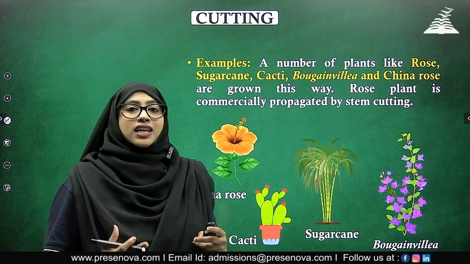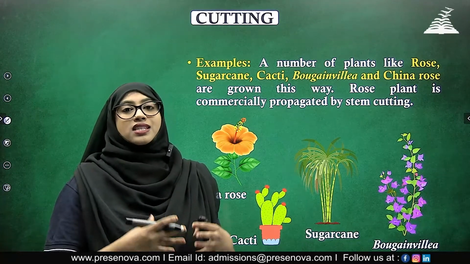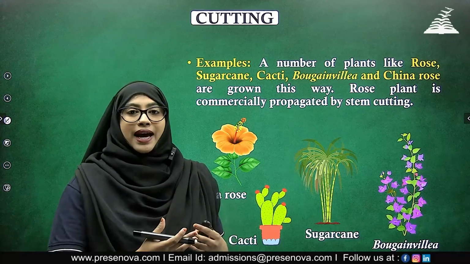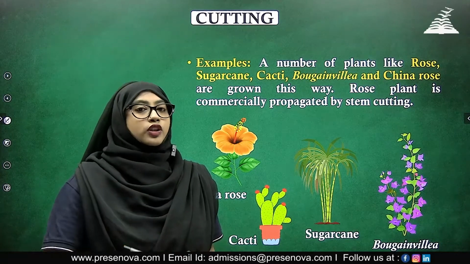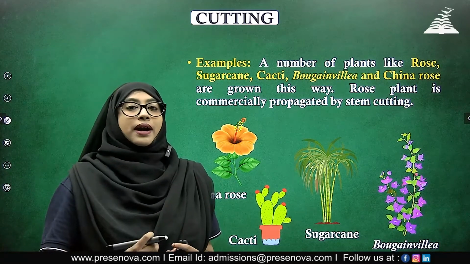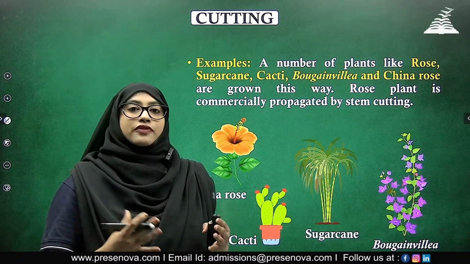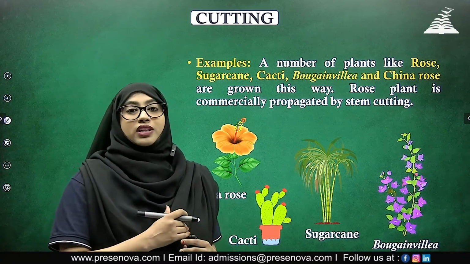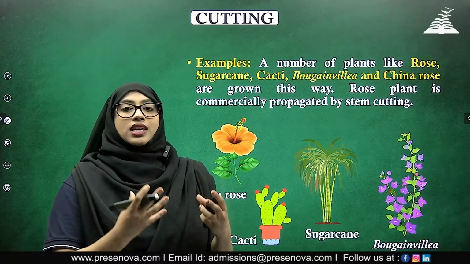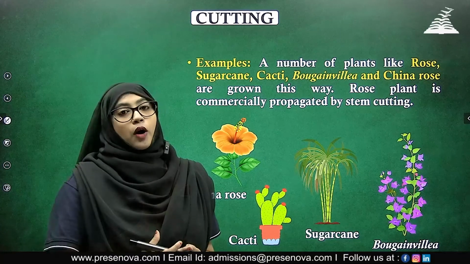Usually we have all seen nurseries and people who are selling plants, they sell these stems of the rose. We buy them and plant that stem in the soil, and after a few days, taking care of these rose plants, we can see a new plant being grown in the pot.